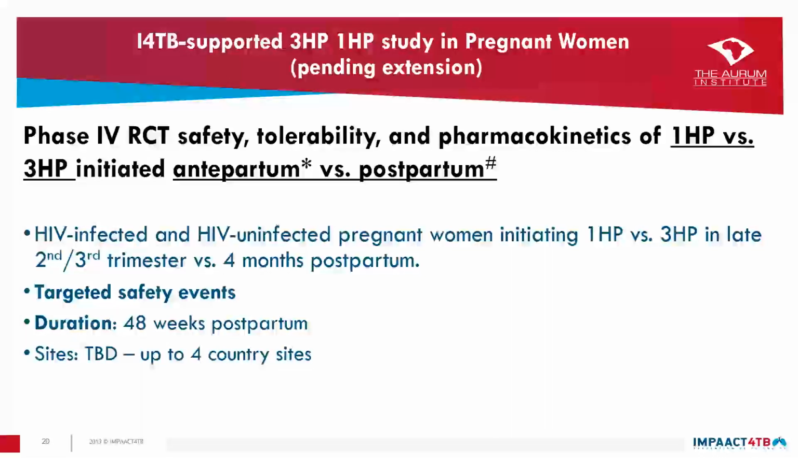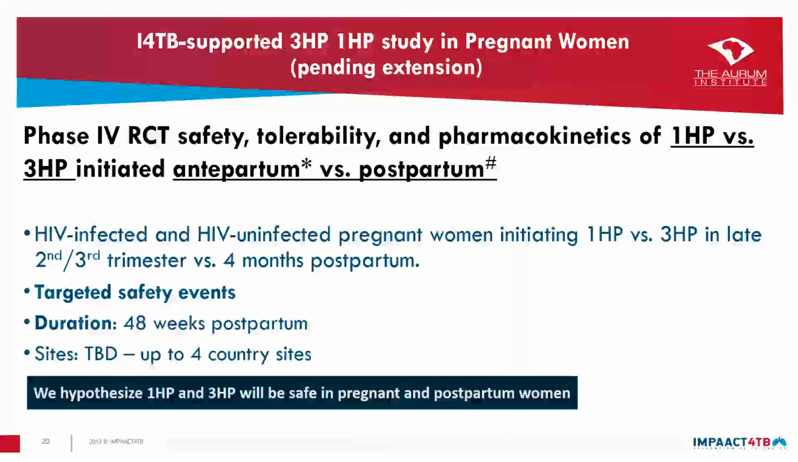So as part of the Impact for TB project, we are proposing to support a 3HP, 1HP study in pregnant women, a phase 4 randomized controlled trial looking at safety, tolerability, and pharmacokinetics of 1HP versus 3HP. And this population will include HIV-infected and uninfected pregnant women. Specifically, we are going to be collecting data on targeted safety events. The study will likely take 48 weeks postpartum, and we are proposing to do this in up to 4 countries, again to be able to generalize the findings. Next slide, please.